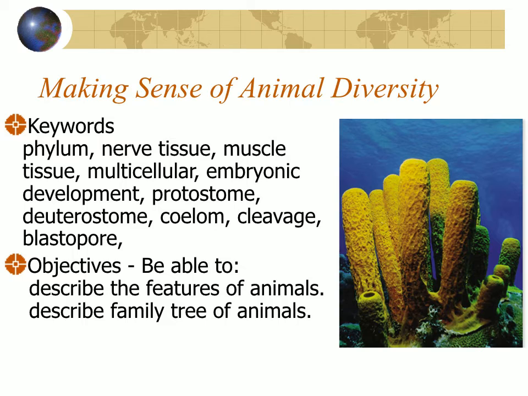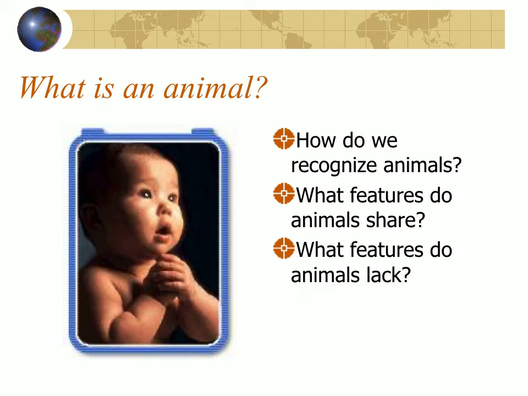So these are the major groups of animals, the phyla, and we're going to talk about what makes an animal, and what are the key characteristics that allow us to determine the relationships among them. And so, first, we should begin by talking about what is an animal? How do we recognize animals? What features do they share? And what makes them different from other organisms? What features do they lack?